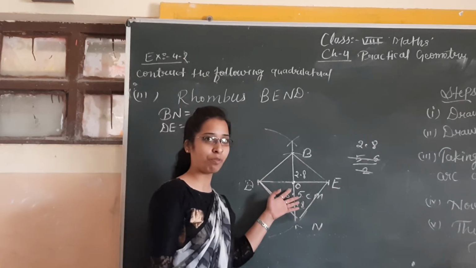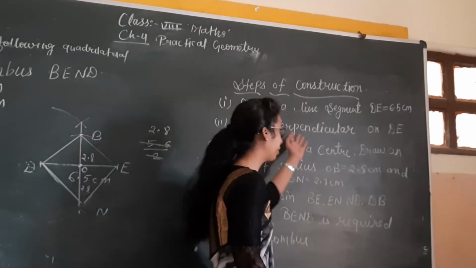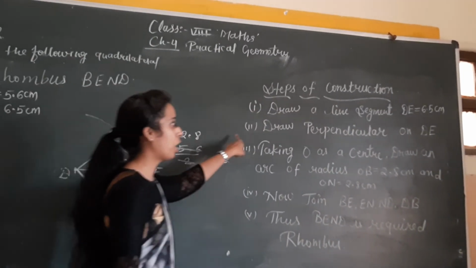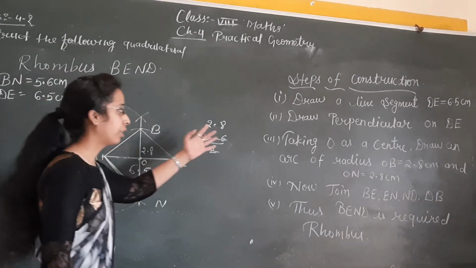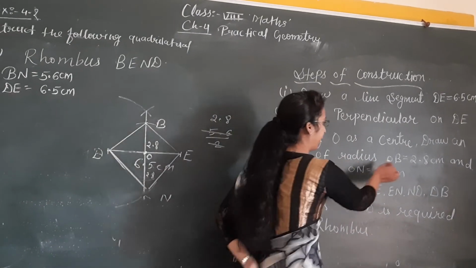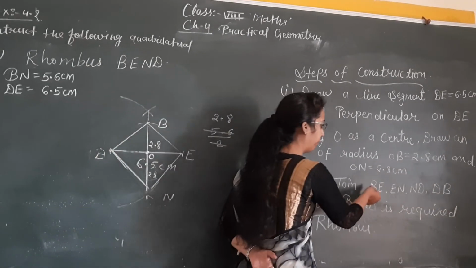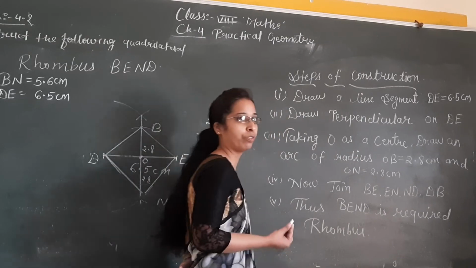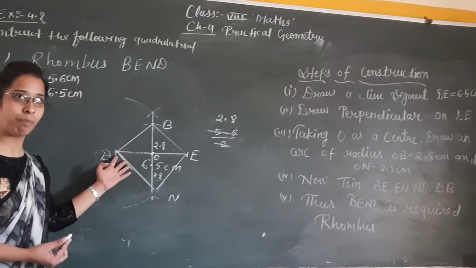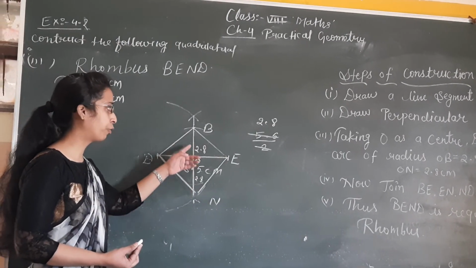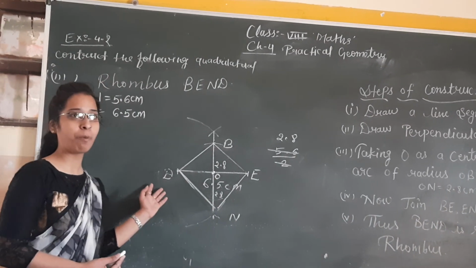Now let's see the steps of construction. Draw a line segment DE of 6.5 cm. Draw a perpendicular on DE. Now taking O as a center, draw an arc of radius OB and ON, same radius 2.8 cm. Now join BE, EN and DB. All sides we have to join. Thus BEND is the required rhombus. We can see this is a rhombus, and this measurement is 2.8 and 2.8. Okay, we have the required rhombus. Exercise 4.2 is completed. Thank you.